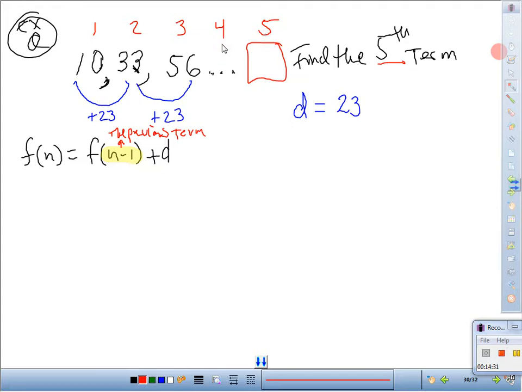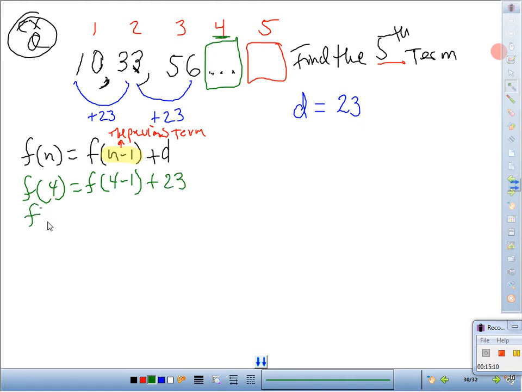So for me to find the fourth, do I have the previous term before the fourth? Yes, and it is here. So check this out. To find the fourth term, I need to find the fourth first in order to find the fifth. So I write f of 4 equals f of 4 minus 1 plus, what is d? 23. F of 4 equals f of 3 plus 23.